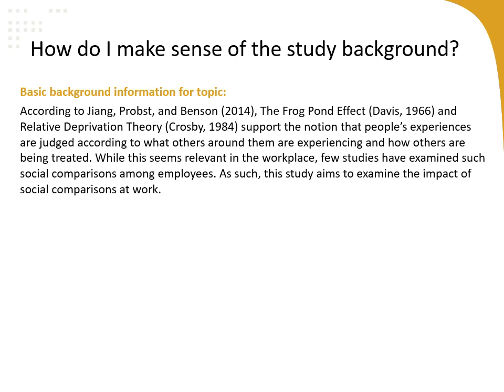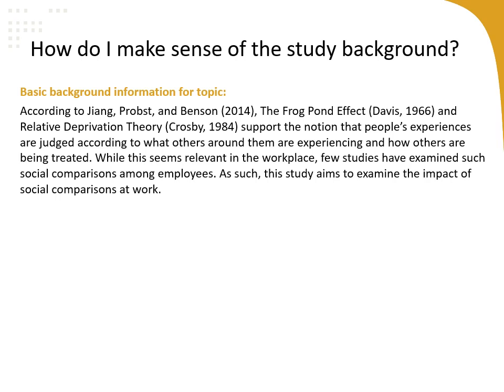The frog pond effect and relative deprivation theory, the two theories that this study is really investigating, with citations, support the notion that people's experiences are judged according to what others around them are experiencing and how others are being treated. That is a very plain English way to explain this in your own words. While this seems relevant in the workplace, few studies have examined such social comparisons among employees, so there's a gap in past research. As such, this study aims to examine the impact of social comparisons at work, so that is how this study takes past research a step further and contributes to past literature.